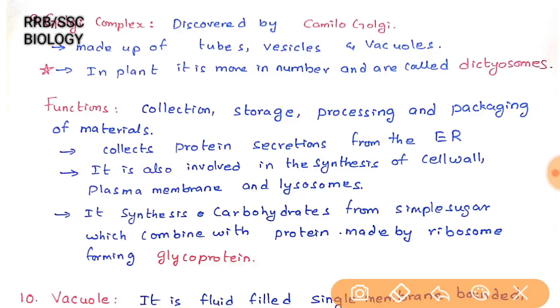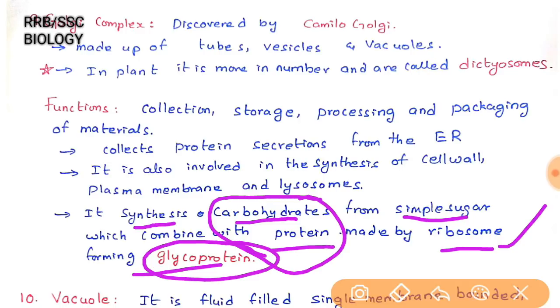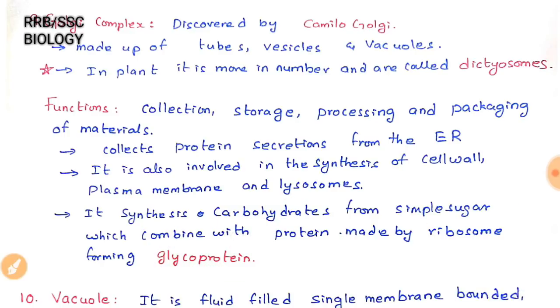Okay, the Golgi complex synthesizes carbohydrates from simple sugar, which combine with protein made by ribosomes, forming glycoprotein. See friends, from ribosomes you get some protein, and the Golgi complex has some simple sugar. With this simple sugar it synthesizes carbohydrates, and these combine with the protein made by ribosomes to form glycoprotein. Usually you know that simple sugar is nothing but glucose, and this glucose plus protein forms glycoprotein, friends.